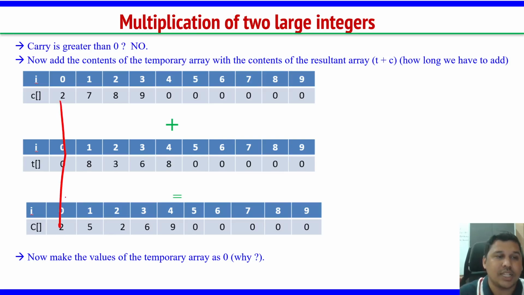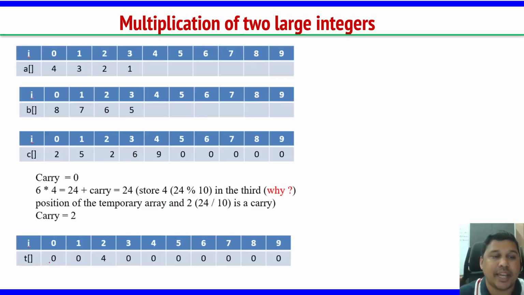2 plus 0 is 2, 7 plus 8 is 15, again carry 1, 8 plus 3 plus 1, that is 12, carry 1, 9 plus 6 is 16. This way we will be adding it and storing the result into the C array. After this, what do I have to do? Again make the temporary array 0. You have to make this temporary array 0 again.